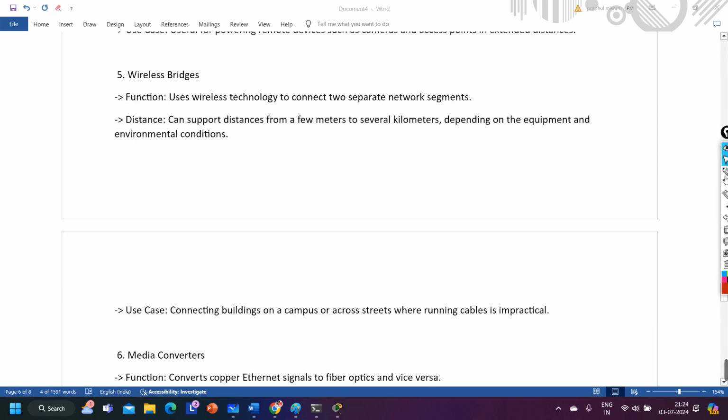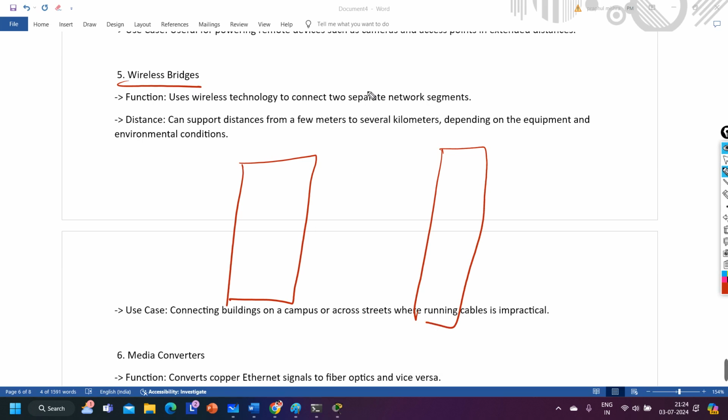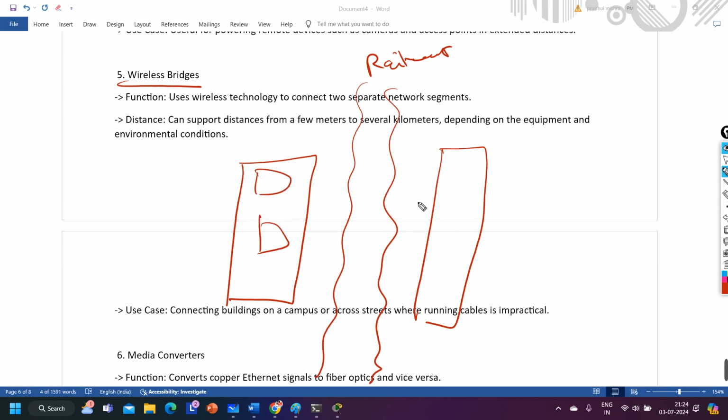Next option can be a wireless bridge as well. Let's suppose you have one building over here and one building here, and between these two buildings there is a road, guys. Let's say a railway track, and we need to design a network over here. So how are you going to connect these two buildings together this time?